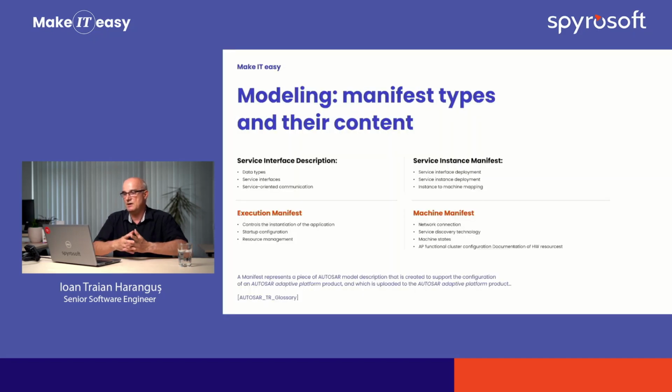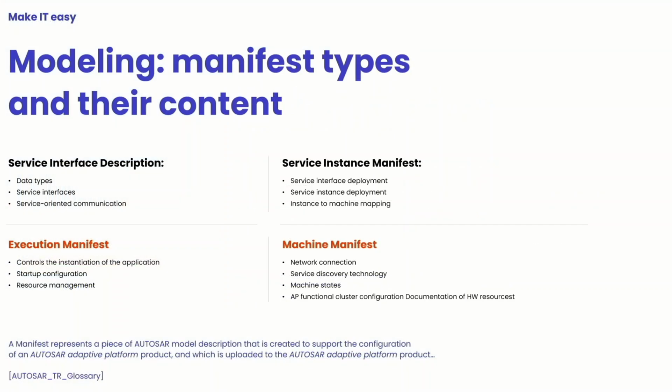And here we could see that the manifest, according to the AUTOSAR consortium, is a piece of AUTOSAR model description that is created to support the configuration of an AUTOSAR adaptive platform product, and which is uploaded to the adaptive platform product. A manifest file could be implemented in one or several files. It depends on the implementation platform. It could be, for example, a service interface description. We already talked about it.